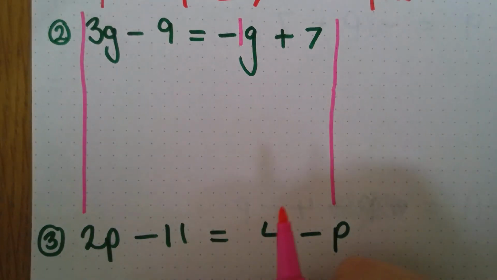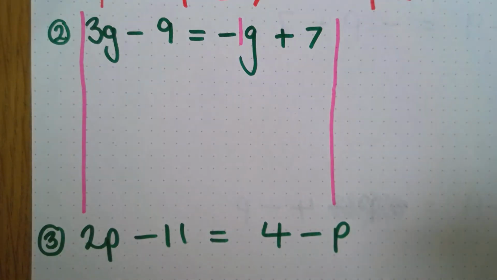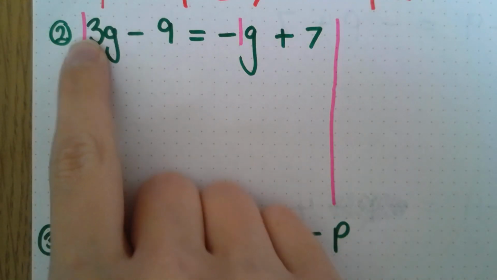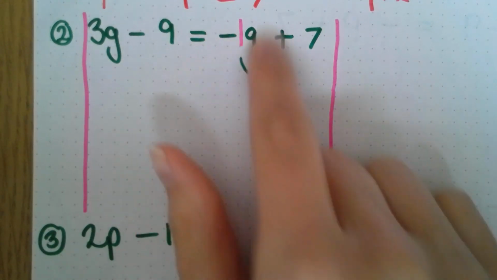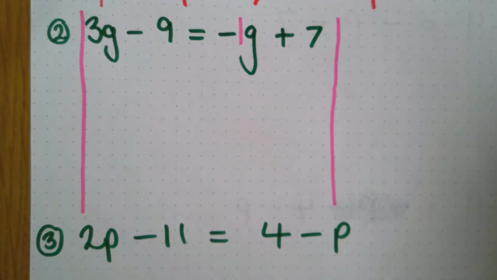Okay, I'm going to pick the letter that has the lowest coefficient. So I've got 3 g's or minus 1 g's. Well, which one's the lowest? Well, minus 1g is the lowest. So I'm going to sort that one out.